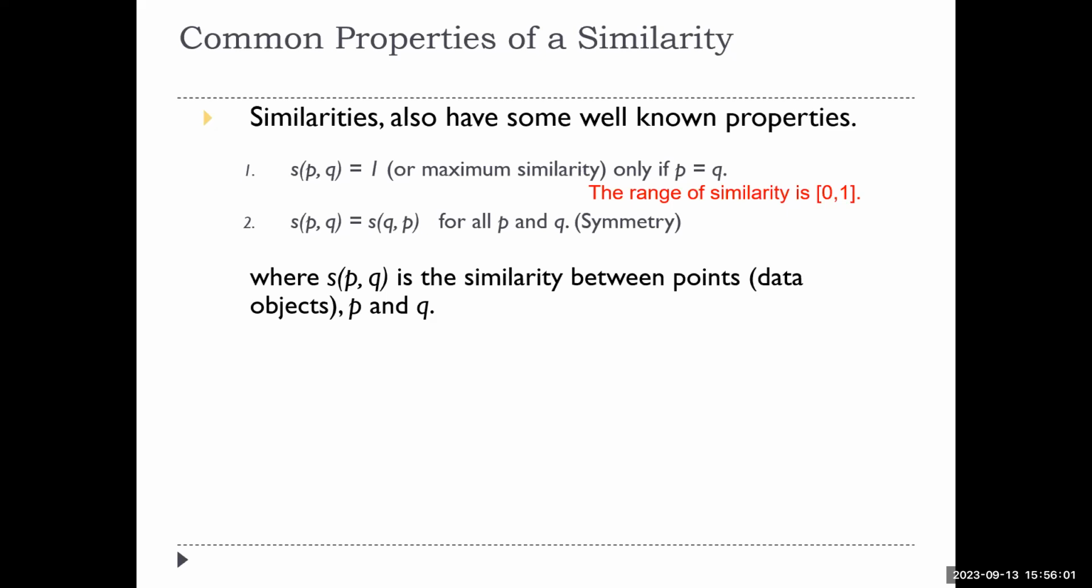The maximum similarity is one, which means it is exactly the same object. So S(P, Q) equals one only if P and Q are the same object.